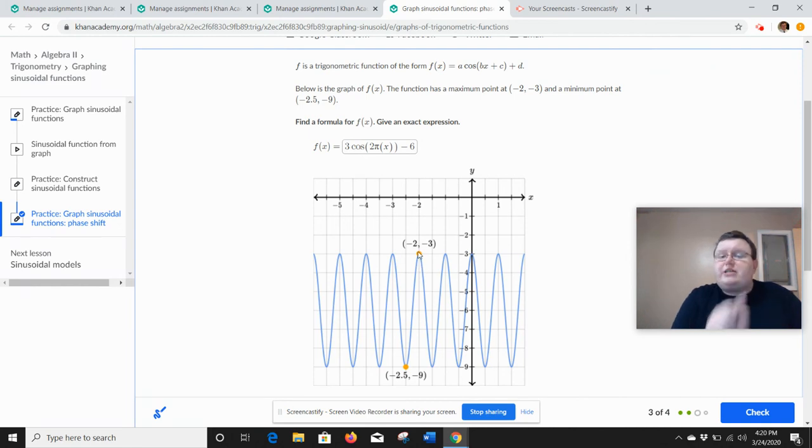But because this is cosine, you have to look at the maximum. How far has the maximum been shifted? Normally, for cosine the default maximum would have been at the x value of 0. But this has been shifted left 2. Instead of it being there, we've shifted it left 2.